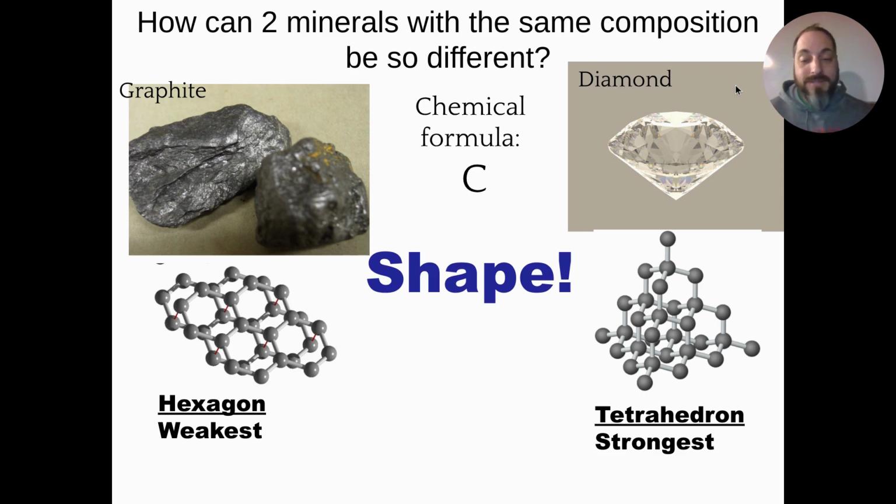But a hexagon atom crystal structure is going to be weaker than a tetrahedron, right? The tetrahedron is going to link together and create a very strong substance. Whereas the hexagons are going to slide past one another. They have weak bonds in between each of those hexagons.